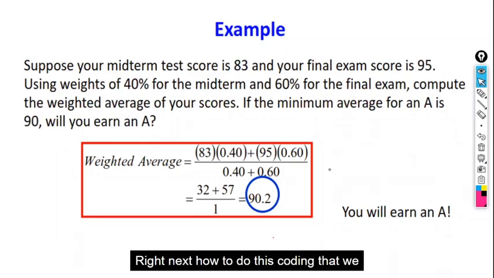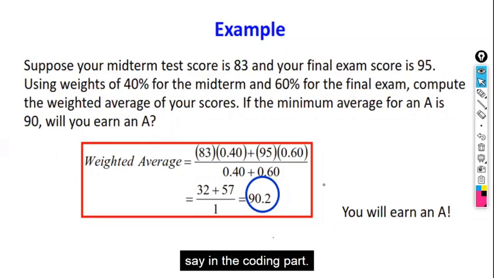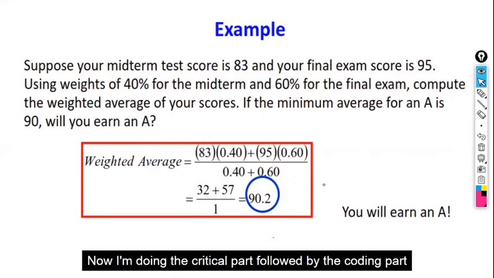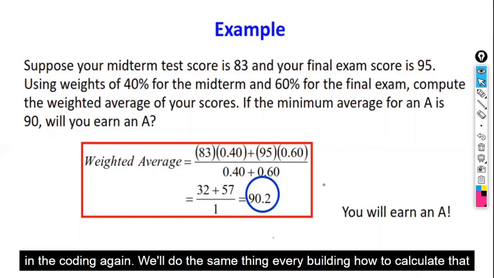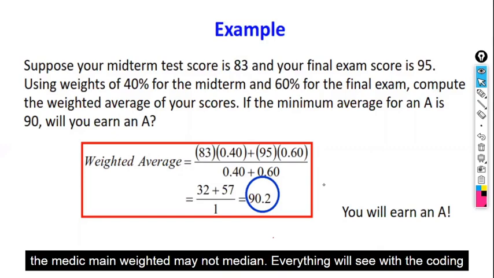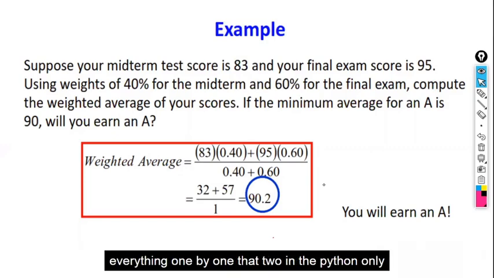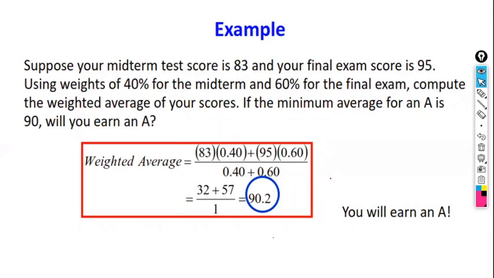Next, how to do this coding, that we will see in the coding part. Now I am doing the theoretical part followed by the coding part. In the coding, again, we'll do the same thing: how to calculate the arithmetic mean, weighted mean or median, everything we'll see with the coding, one by one, completely in Python only.